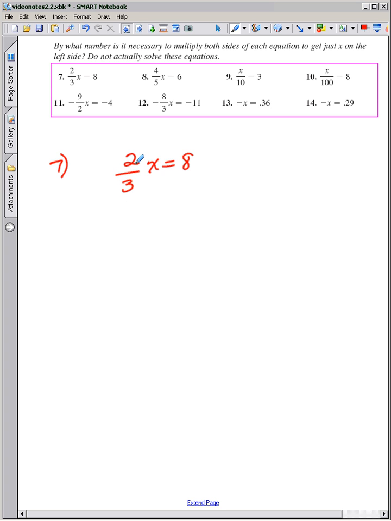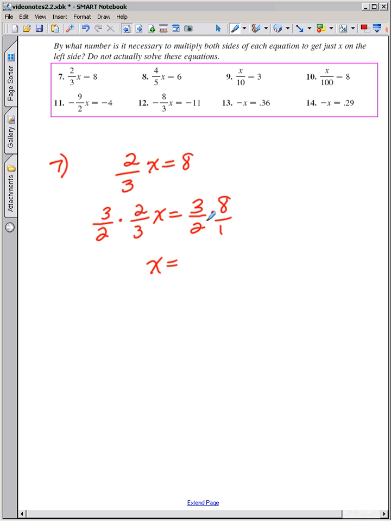And do you remember this rule that if you multiply numbers that are reciprocals of each other, then you get a 1, right? So what is the reciprocal of 2/3? Well, it is 3/2. So if we multiply both sides by 3/2, notice what happens. 3/2 times 2/3 is 6/6, or just 1, which is x. Okay, we can go ahead and finish it out. It said not to solve it, but we'll go ahead and talk about that.